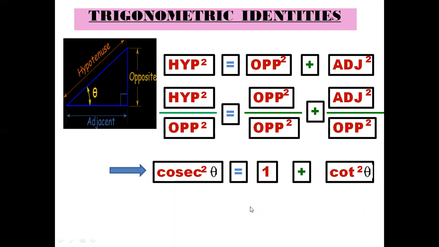Now we come to the other trigonometric identity. Cosec square theta equals 1 plus cot square theta. How do we work it out? In the same way we will start.